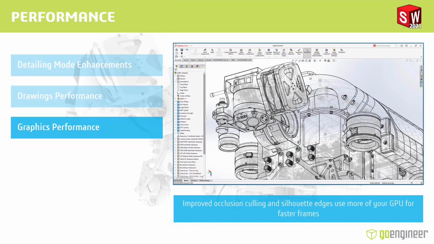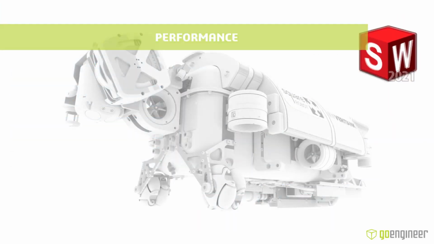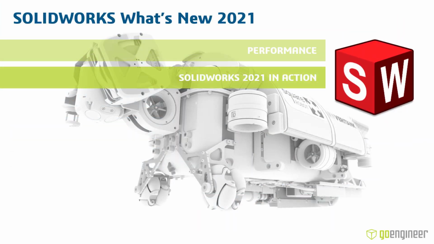We've also improved occlusion culling and silhouette edges by using more of your GPU for faster frame rates. And in assemblies, we'll see faster file operations, configuration switching, and automatic lightweight mode resolving to help the most complex assemblies. We'll be seeing all these improvements as we look into the what's new features throughout these webinars. Let's pass it over to Stephen, who's going to start us off with showing SOLIDWORKS in action.